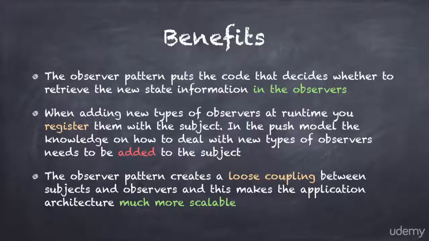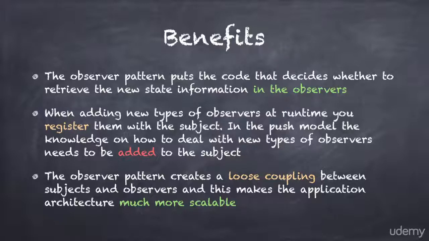This also makes the pattern much more scalable than the push model. When you're adding new types of observers at runtime, all you need to do is register them with the subject to make them work. Contrast this with the push model, where the knowledge on how to deal with new types of observers needs to be added to the subject. The observer pattern creates a loose coupling between subjects and observers, and this makes the application architecture much more scalable.